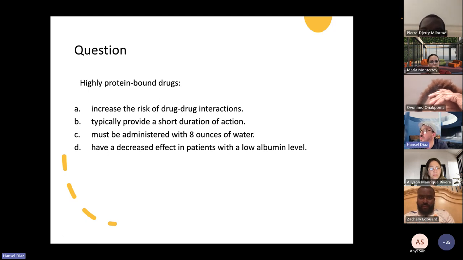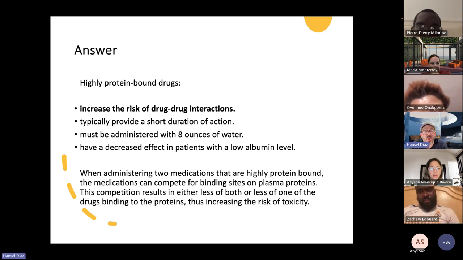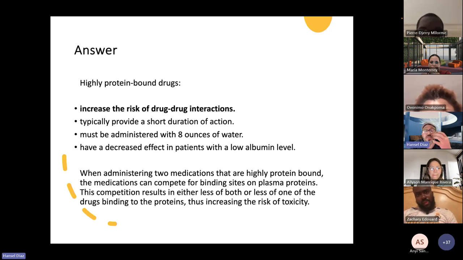High protein bound drugs do what? Increase the risk for drug interaction, guys. When administering two medications that are highly protein bound, they're both going to attach to albumin. They compete for binding sites of plasma proteins, such as albumin. So this competition is going to result in one of them winning, or both. And then the risk of having more in the body can lead to toxicity.